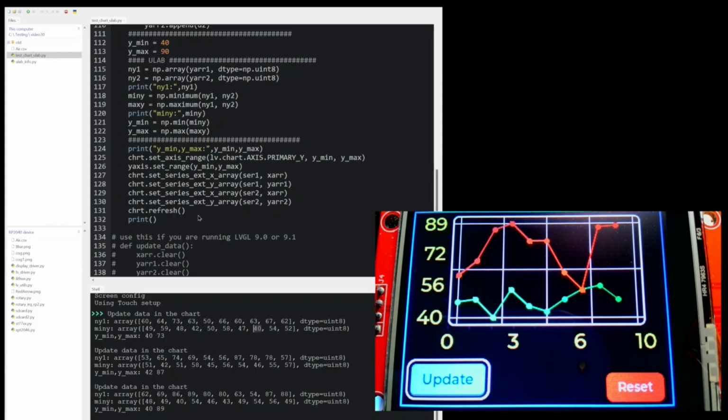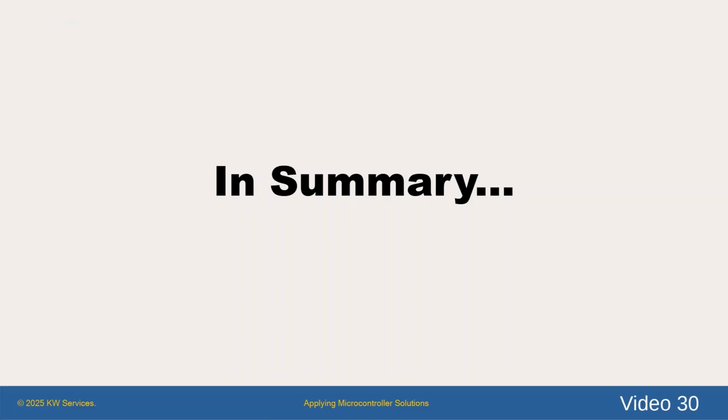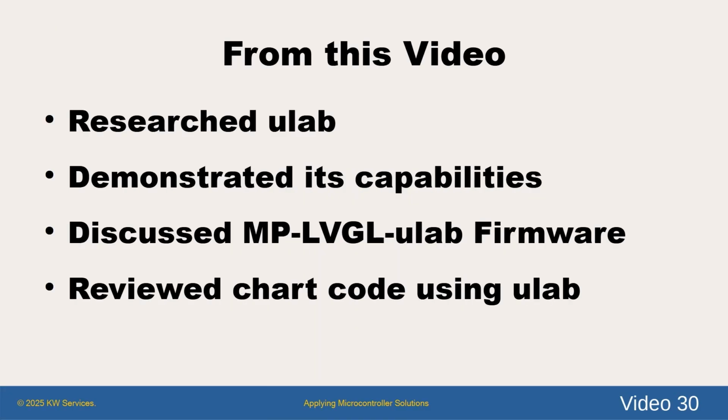All right, you can see how fast the ulab performs those very sophisticated manipulations of those arrays and functions and gives us a new chart. In summary, we researched ulab. We demonstrated its capabilities using a Jupyter notebook. We discussed the specific firmware available at our GitHub site. We reviewed the program code of a chart wizard and used a couple of ulab functions within it.